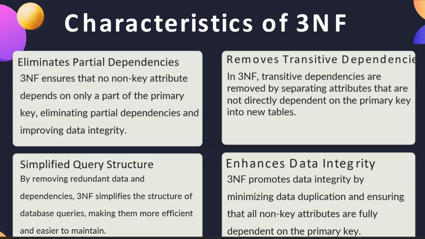Second, it removes transitive dependencies. In 3NF, transitive dependencies are removed by separating attributes that are not directly dependent on the primary key into new tables. Third, simplified query structure. By removing redundant data and dependencies, 3NF simplifies the structure of database queries, making them more efficient and easier to maintain. Fourth, it enhances data integrity. 3NF promotes data integrity by minimizing data duplication and ensuring that all non-key attributes are fully dependent on the primary key.